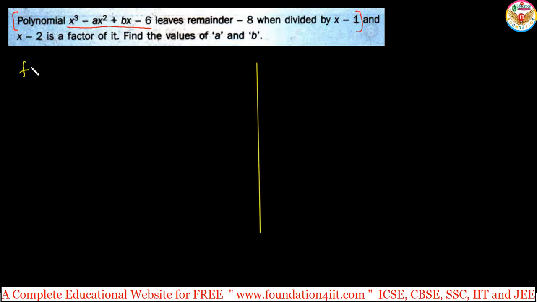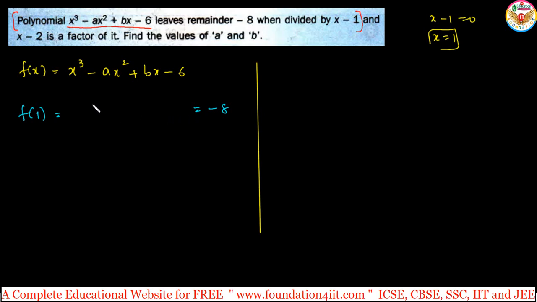First one, f of x is x cube minus ax square plus bx minus 6. They mentioned it is divided by x minus 1. Right? Let x minus 1 is equal to 0, then x is equal to plus 1. So already mentioned remainder is minus 8. So when you substitute, f of 1 should be equal to minus 8. So here it is 1 cube minus a into 1 square plus b into 1 minus 6.